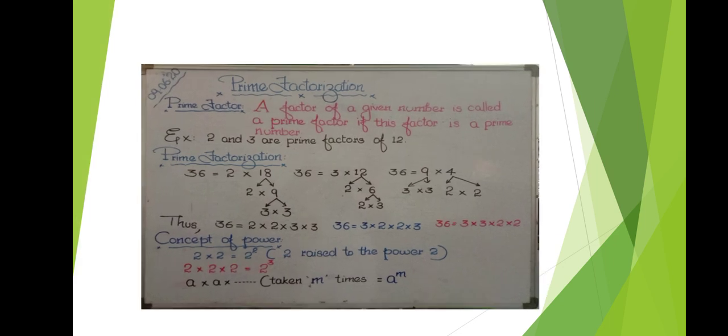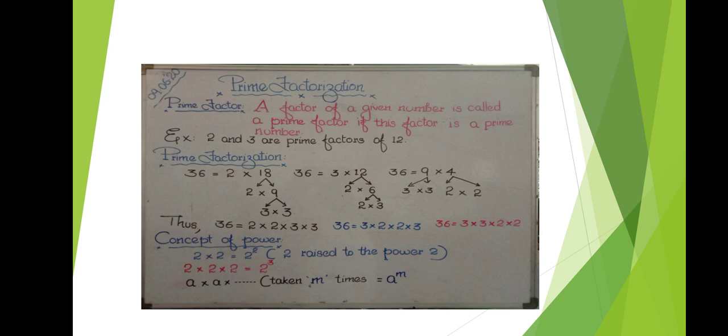What is meant by prime factorization? First, let us see what are prime factors. A factor of a given number is called a prime factor if this factor is a prime number. You know already what are factors. We learned 2 and 3 are factors of 6, 2 and 3 are factors of 12. So, a factor of a given number is called a prime factor if this factor is a prime number.